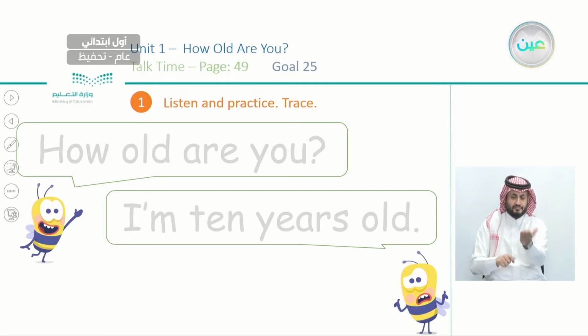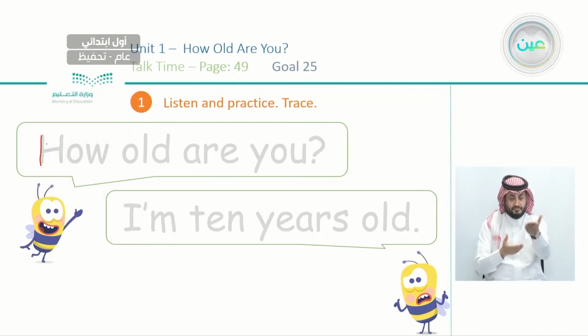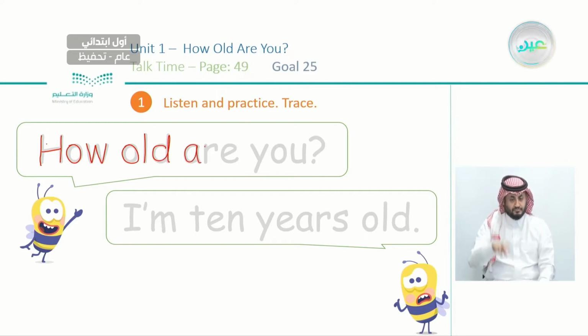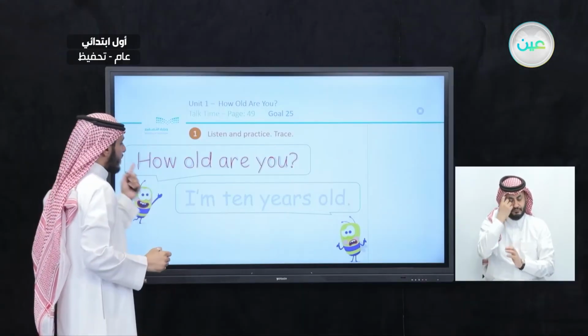So we have H, capital H here, like this. Okay. Then we have O, W, old, O, L, D. So how old? Then we have R, A, R, E. Then we have U like this. This is Y, O, U. And we have a question mark at the end of the sentence. A question mark, okay? Now, this is how old are you?